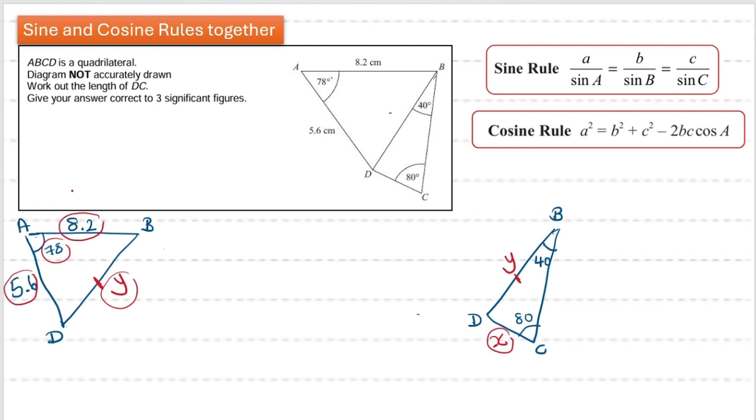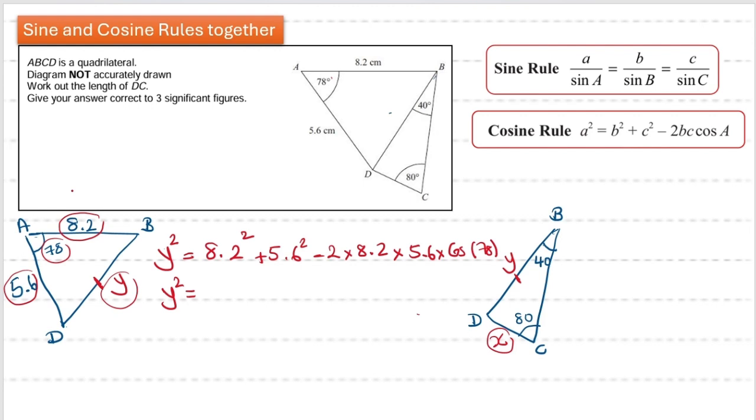So we write y squared equals 8.2 squared plus 5.6 squared minus 2 times 8.2 times 5.6 and times cos of the angle 78 degrees. So we write y squared equals, and we type these numbers into our calculator.